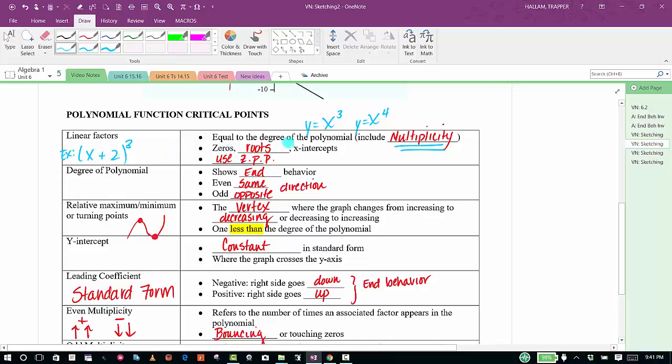Linear factors are referred to as roots, zeros, x-intercepts, and we use the zero product property. That's what ZPP stands for, with those to find the actual intercepts, right? That gets us the x-intercepts. That's how we get to them.